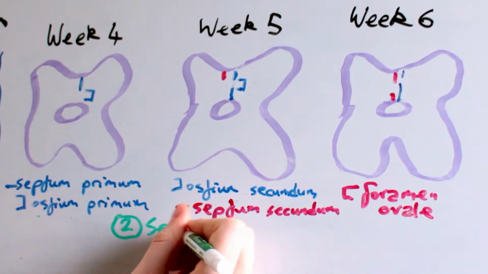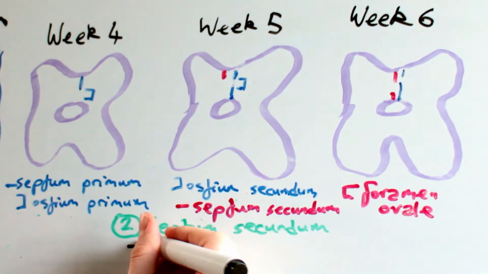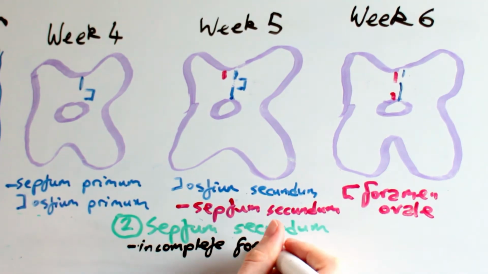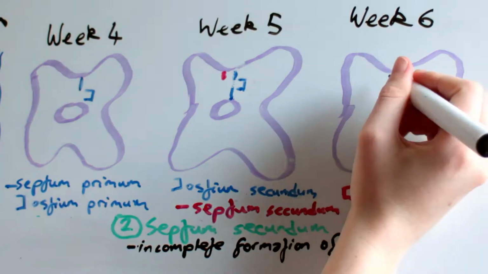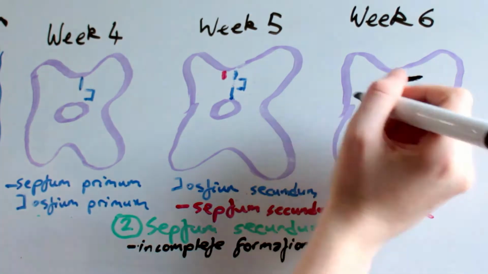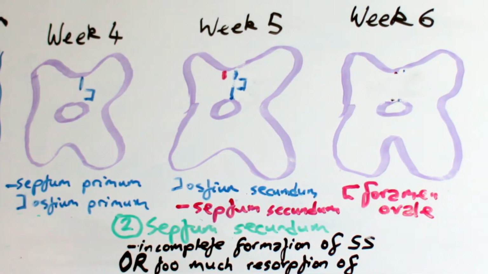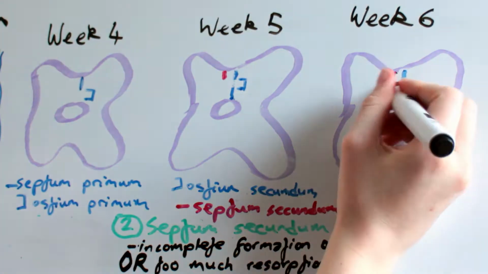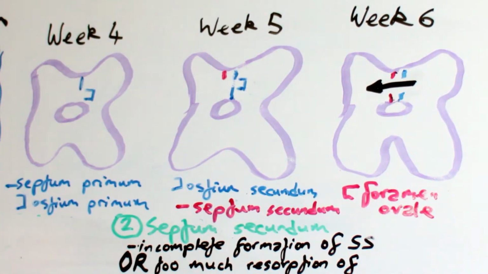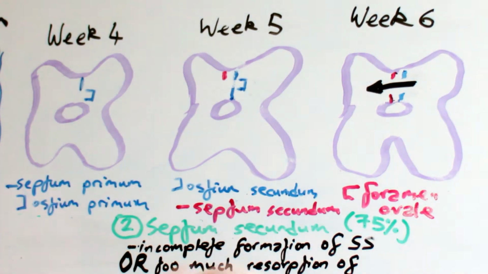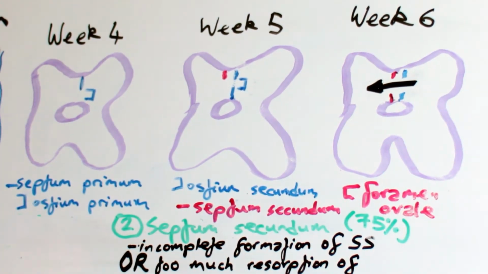Next we have a septum secundum defect. This is where we either have incomplete formation of the septum secundum, so blood can get through here, or it can happen with too much resorption of septum primum or septum secundum, which looks a bit like this. Again, easy for blood to get through. These are the most common types of ASD, accounting for 75%.